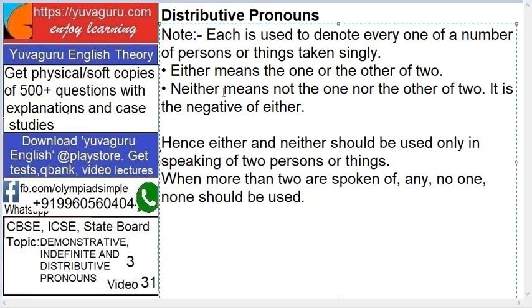Now the important part about either and neither. Hence either and neither should be used only in speaking of two persons or things. Only if you are speaking of two persons, two things, two places, should you use either or neither. If there are more than two, when we speak of more than two persons or places, any, no one, none should be used.